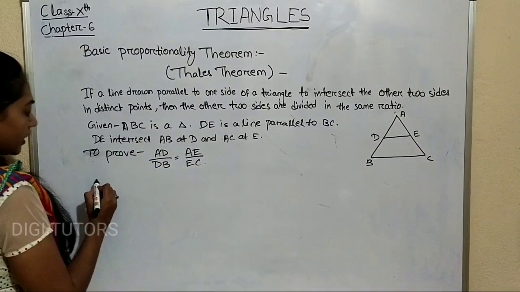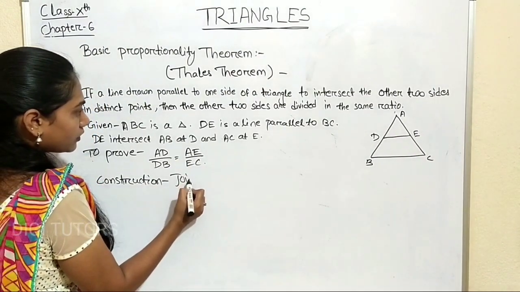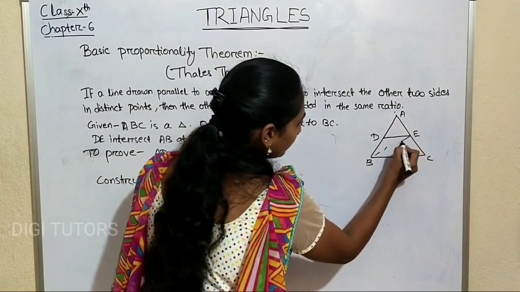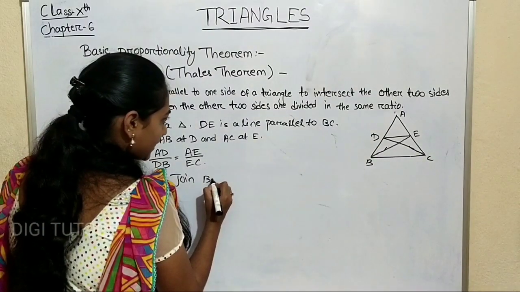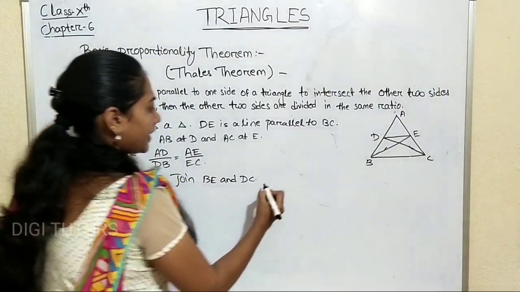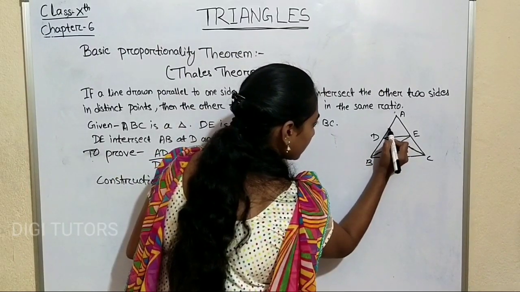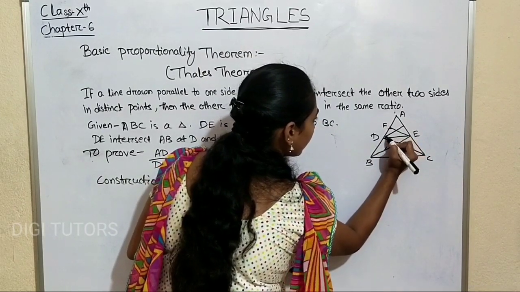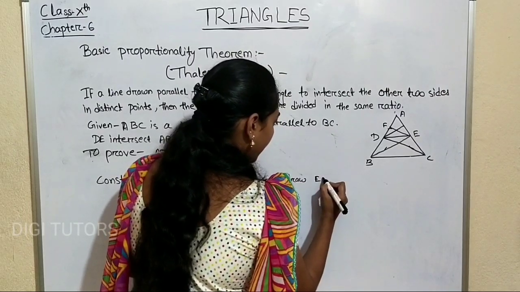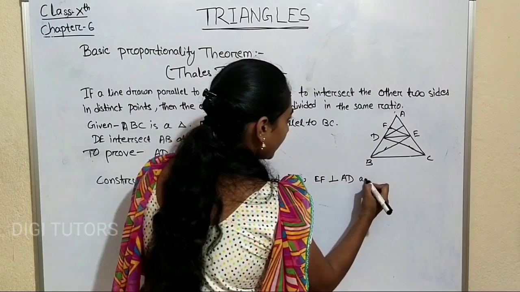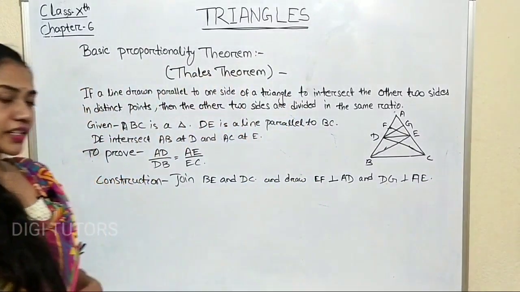Okay. So here we have to construct. The construction is: join B and E and D and C. Join BE and DC and draw a perpendicular EF perpendicular to AD and DG perpendicular to AE. So this is our construction.